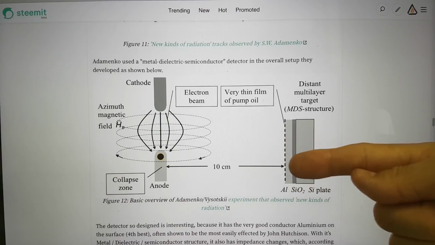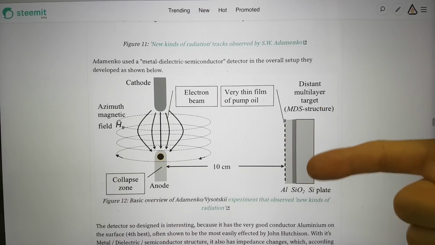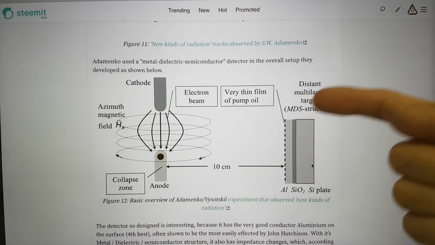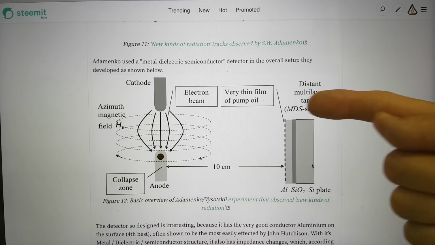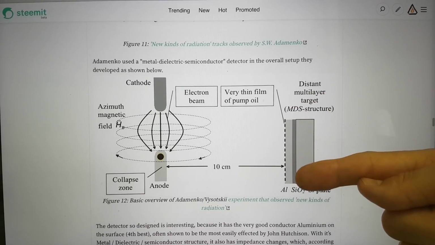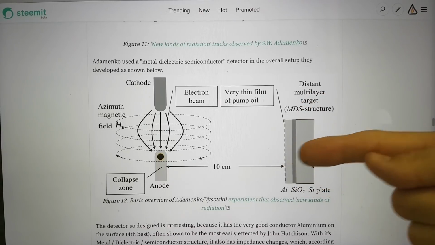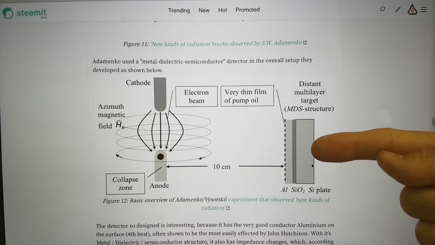In here, we have the piece of aluminium and then silicon dioxide and on silicon. They call this a metal dielectric semiconductor structure. And this provides a very, very good detector, it would seem, because it has this material combination that provides some impedance changes.